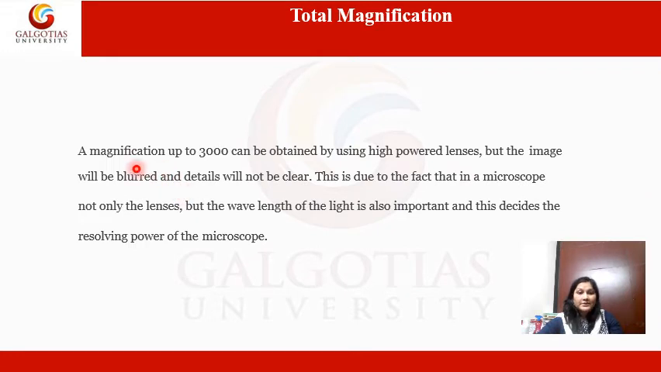A magnification up to 3000 can be obtained by using high power lenses, but the image will be blurred and details will not be clear. This is due to the fact that in a microscope not only the lenses but the wavelength of the light is also important, and this decides the resolving power of the microscope.